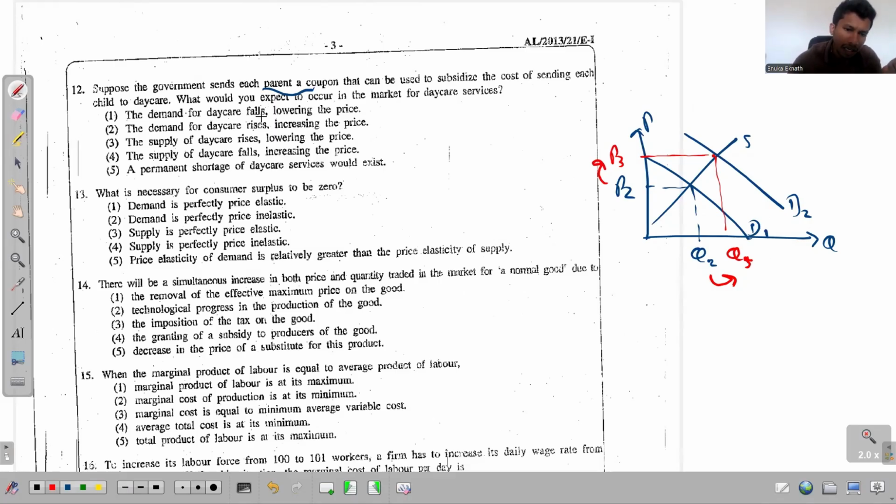The demand for daycare falls. No, that's wrong. The demand for daycare rises. Yes. Increasing the price here. The price also increases. And then the answer has to be the second one for this question number 12.